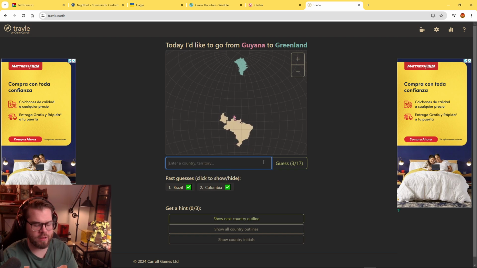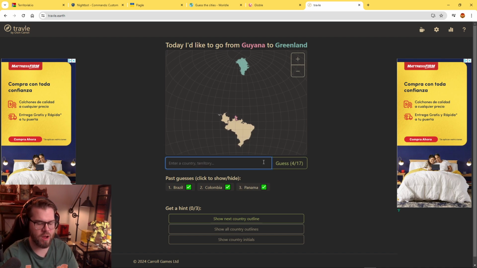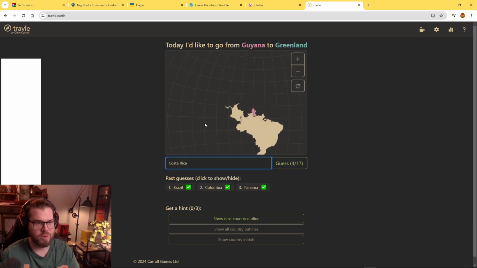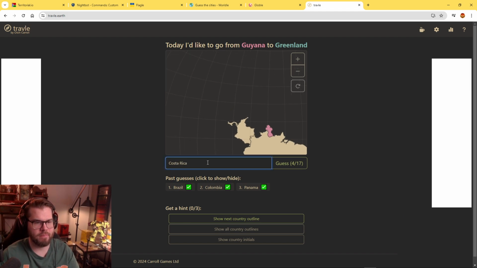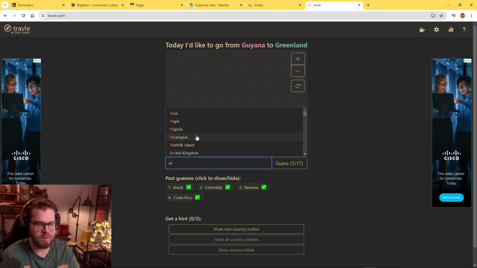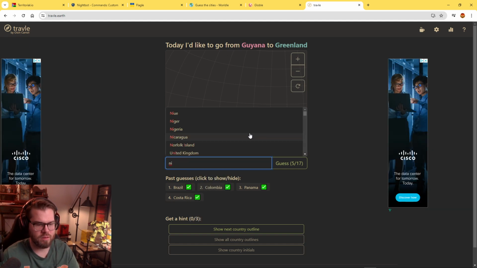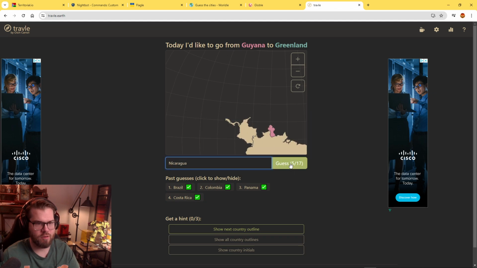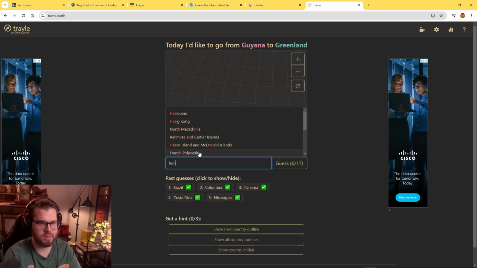Then we're trekking through Central America. There we go. Costa Rica is going to be next. This was one of my weaknesses when I first started doing geography on the channel, was Central America. Can I guess it? There we go. Okay. Because I'd always get Honduras and Nicaragua confused. Not anymore, though, baby. Wait. Yeah. Nicaragua. Honduras.